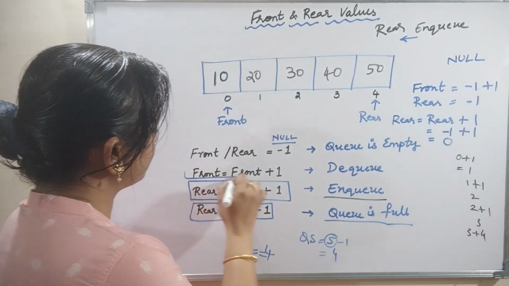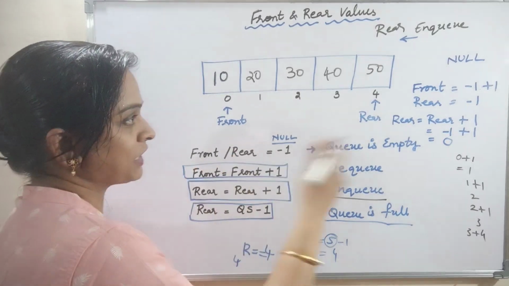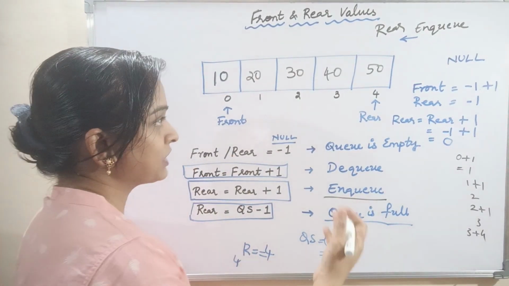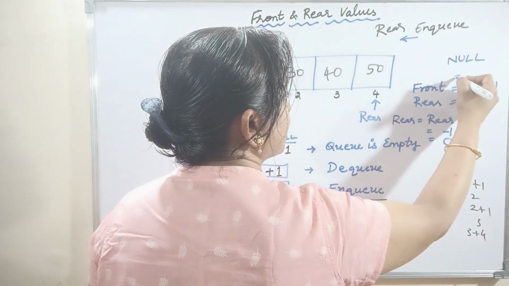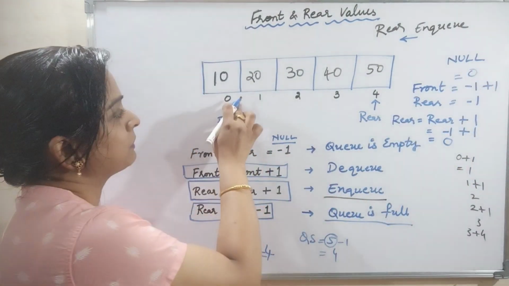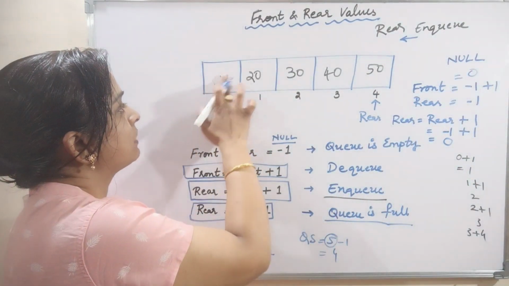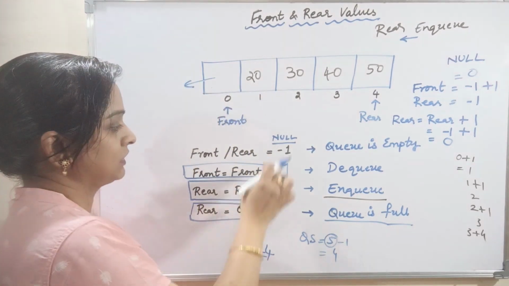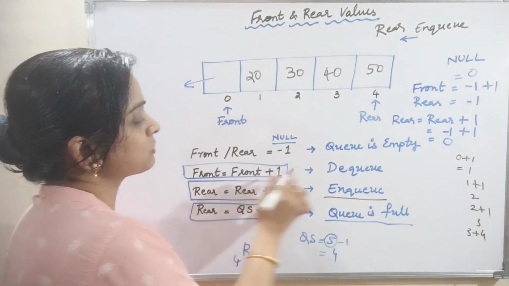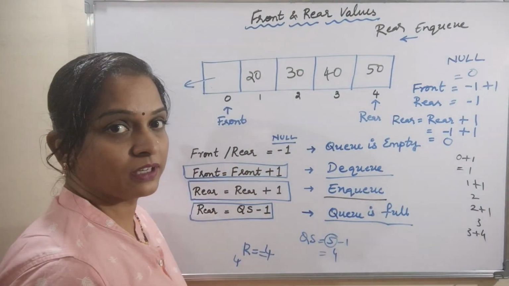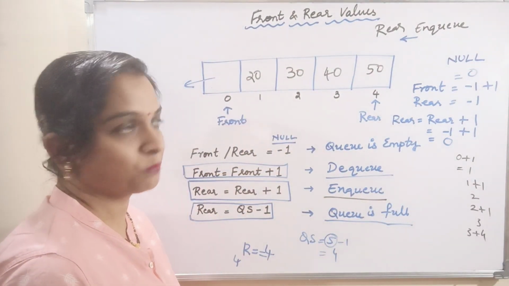Front equal to front plus 1. -1 plus 1, so it is 0. So -1 plus 1 becomes 0. Front will be pointing to 0. This element will be DQ'd. So when I say front equal to front plus 1, it is DQ operation. DQ means removing the item from the queue.